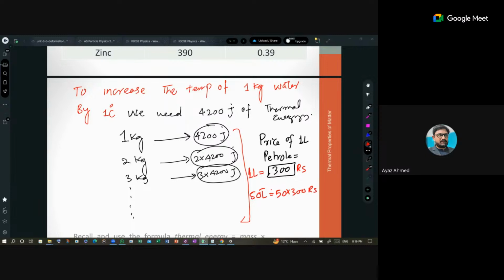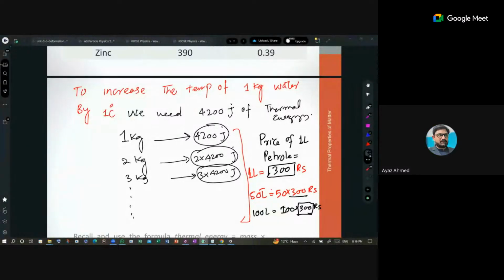Are you getting this point? And if I need 100 liters, I have to pay 100 times 300 rupees. Is it like this? So is the price changed? You are taking 100 liters of petrol. So is that specific price changed? No, sir. It is 300.